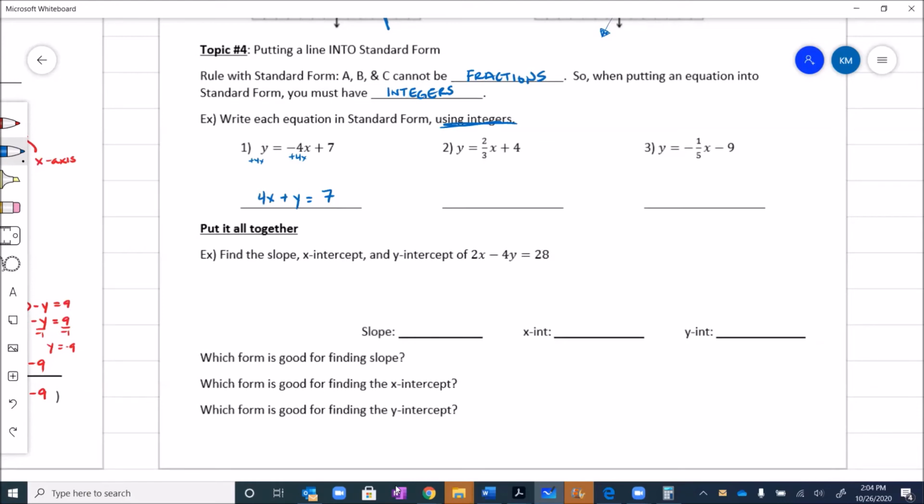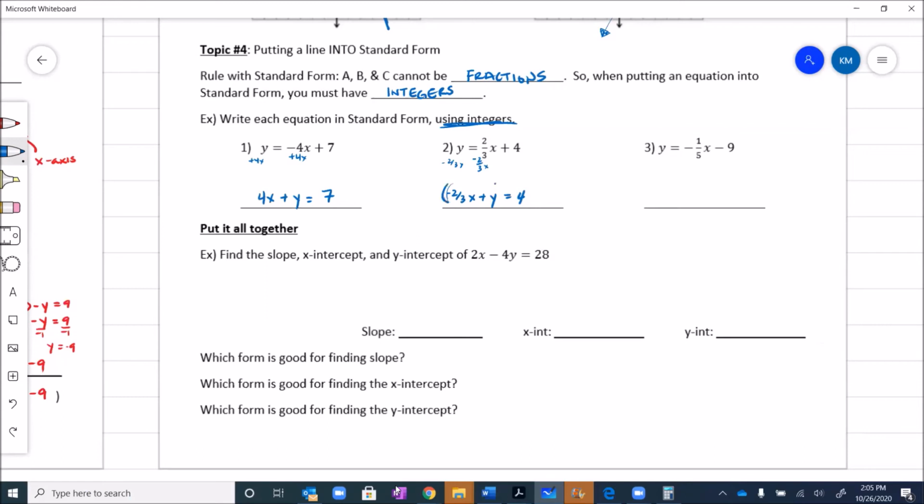Number 2, we're going to get x and y on the same side. I subtract 2/3 x from both sides. And so now I have negative 2/3 x plus y equals 4. I can't be done here. We have fractions in front of x. Now the question is, how do we get rid of that fraction? Well, this is how we do it. We look at the denominator, just kind of like we did with our functions chapter, right? We look at the denominator and we say, well, our denominator is 3. If we multiply this by the denominator, we get rid of that.